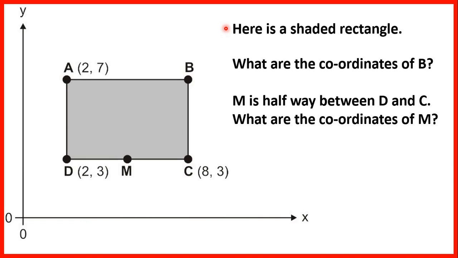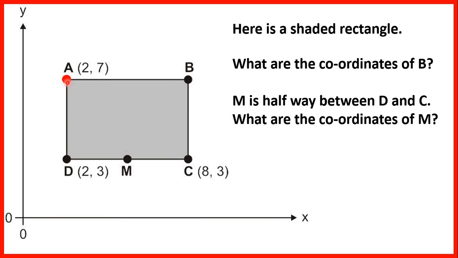Here is a shaded rectangle. What are the coordinates of B? So we need to find the coordinates for this point here. We have other points that do have coordinates, and we know that the first number of the coordinates tells us the value of x. The first coordinate is the x coordinate. So often with coordinates questions, what helps us is to put what we know on the axes.